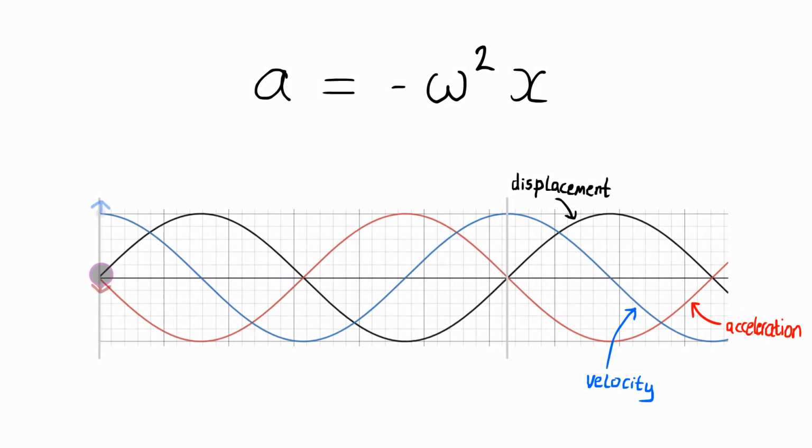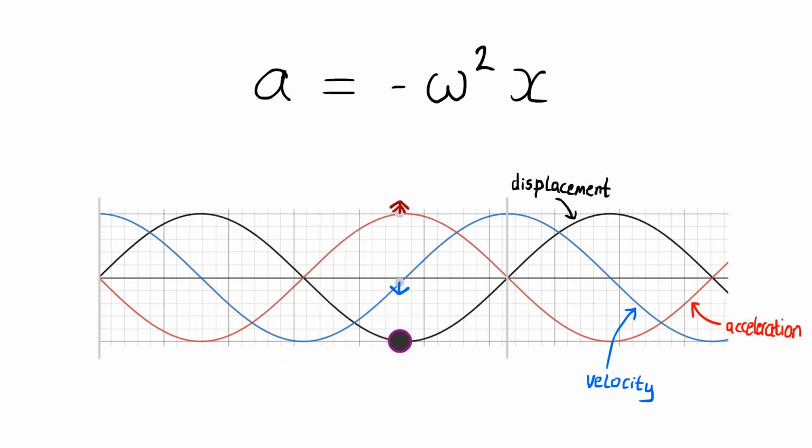Simple harmonic motion is defined by the equation a equals minus omega squared x, where a is the acceleration of the object, x is its displacement from the origin point, and omega squared is some constant greater than 0. As you can see, the acceleration is proportional to the object's displacement, meaning that the further the object is away from its origin, the greater the acceleration back towards the origin.